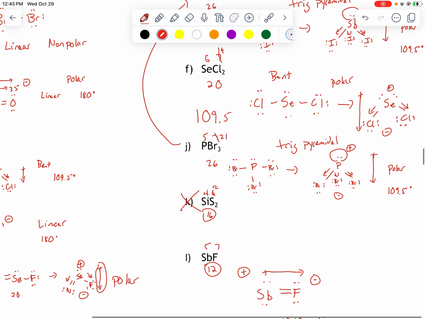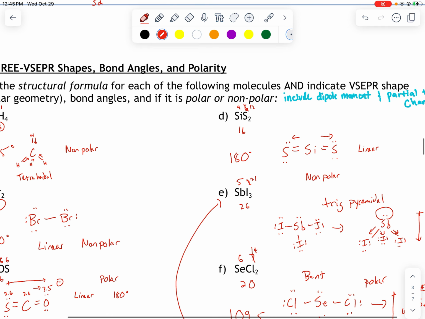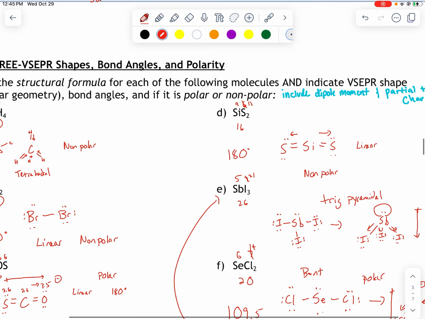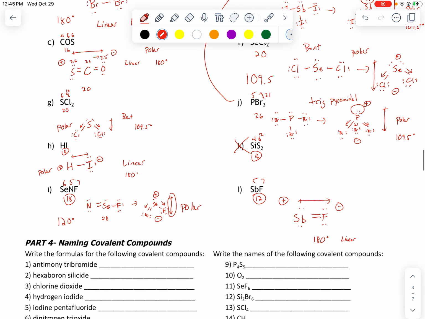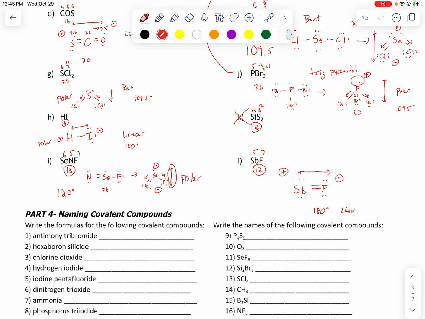I think. I hope. Did I cover everything on here? Bond angles, the separate shape, molecular geometry. Great. Man, we did it. Okay, I'm going to pause before we get to part 4.